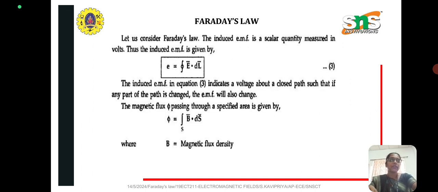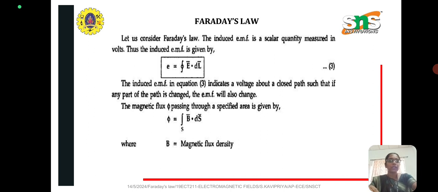So let's consider Faraday's law. The induced EMF is a scalar quantity that is measured in volts. E is equal to the integral over the closed path of E vector dot dl. The induced EMF indicates a voltage around the closed path, such that if any part of the path is changed, the EMF will also be changed.